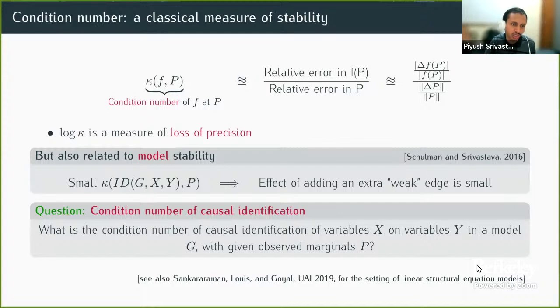So then the question we ask is, what's the condition number of causal identification in this setting? You're given the graph G, the intervention variables X, the response variables Y, and we want to find out what the condition number is. I'm going to study it in this generic setting where I'm assuming that each variable is discrete, and I have nothing to think about distributions at all, except that they follow the Bayesian network. But in a slightly more parameterized setting, like linear structural equation models, this notion has also been studied. In particular, you can see this paper by Sankaram and Lewis and Goyal, but I will not be looking at this setting.